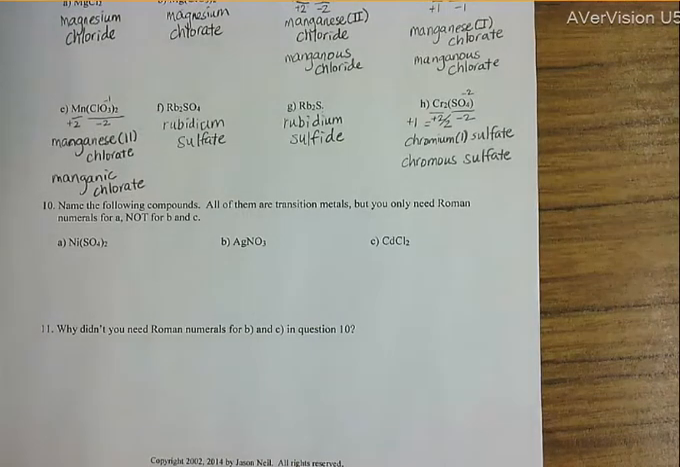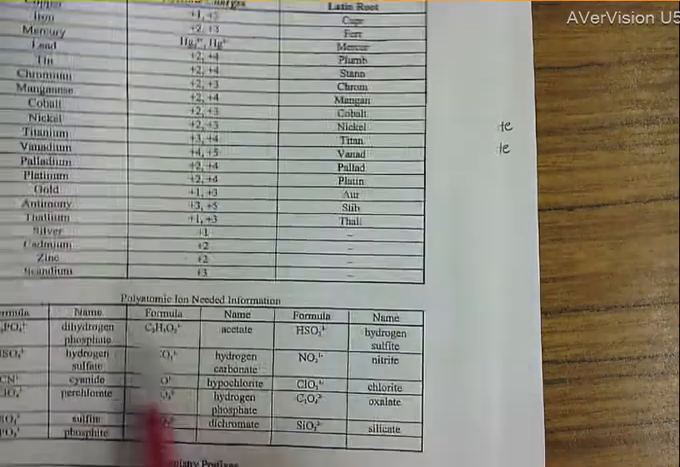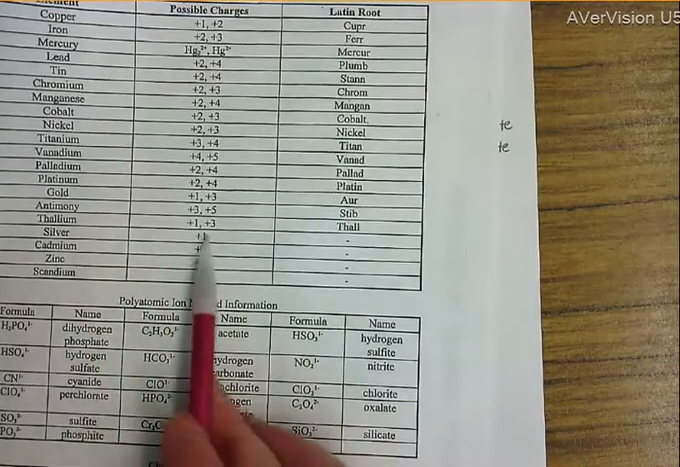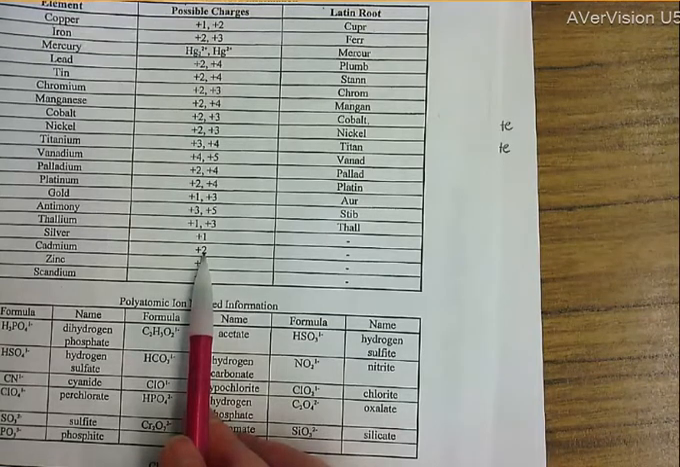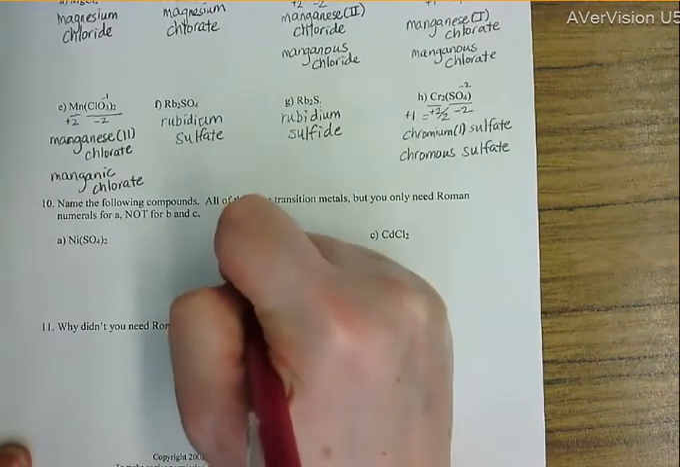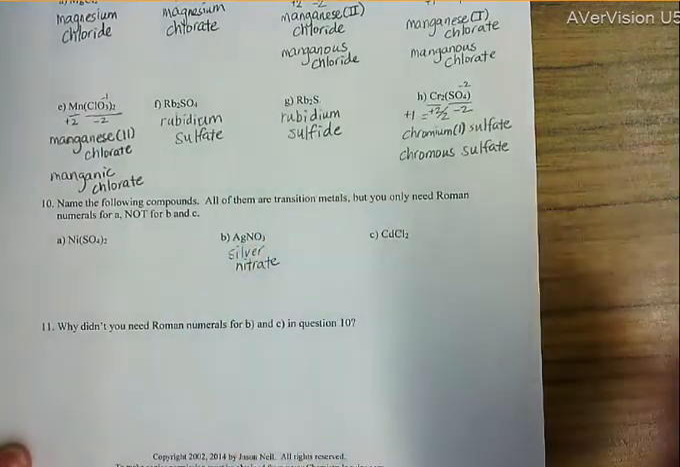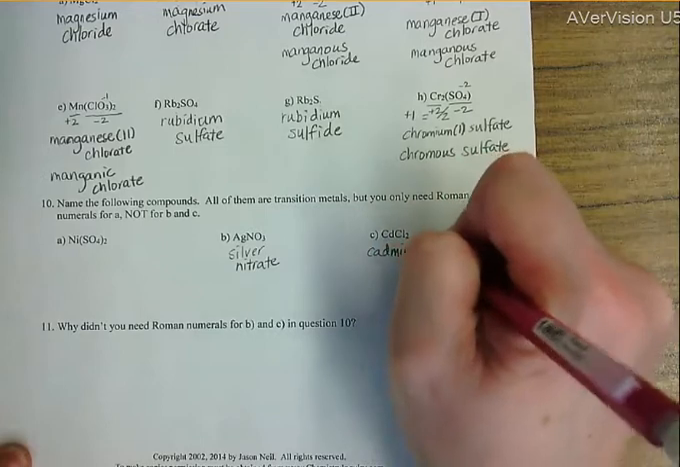Number 10. Name the following compounds. All of them are transition metals, but you only need Roman numerals for A, not B and C. The reason we don't need Roman numerals for B and C is there's silver and cadmium that only have one possible charge. So then we treat them just like the elements in the tall columns, where we just combine the names of the cation and the anion. So this is going to be silver nitrate, because NO3 is nitrate. This is cadmium chloride.